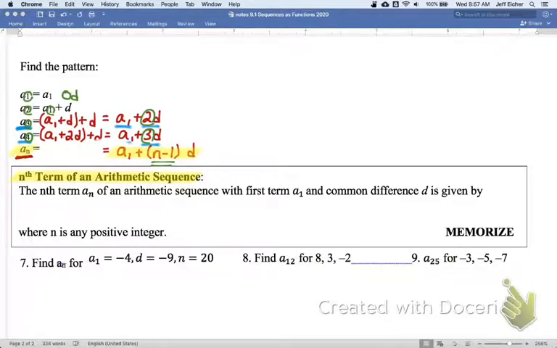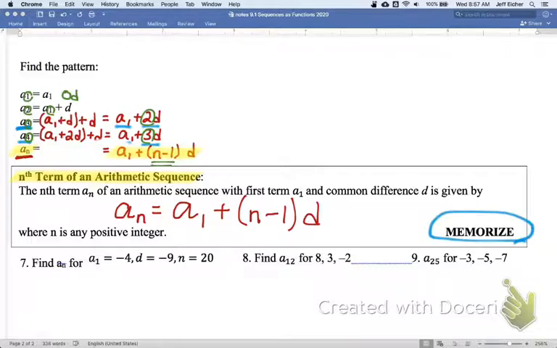So the nth term, a sub n, with the first term as a sub 1 and a common difference of d, is given by a sub 1 plus n minus 1 d's, where n is any positive integer. This will be a helpful formula to memorize and to use as we go about this chapter. So let's use this formula on these next questions 7, 8, and 9 so you can see what it looks like.